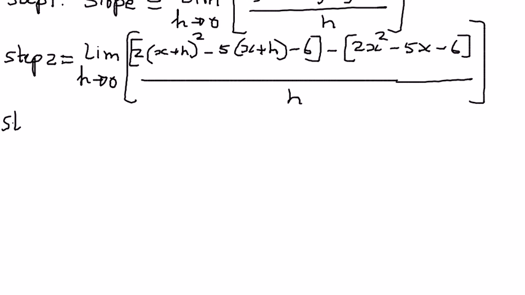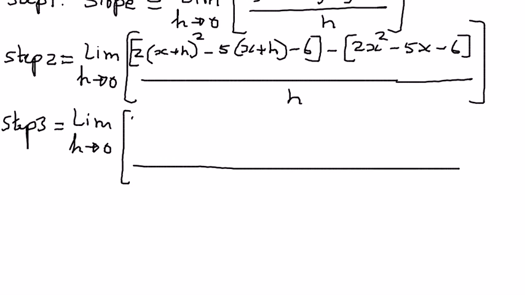In step number 3, we're simplifying the math in here. So therefore the limit as h approaches 0, we're going to write this out as follows. 2 times, we're going to expand x plus h, the whole thing raised to the power of 2, as x to the power of 2 plus 2 times xh plus h squared, like that. And we're going to distribute the negative 5 to every one of the terms inside the parentheses. Negative 5 times x is negative 5x, negative 5 times h is negative 5h, then we have a negative 6 there. And in the second part of the equation, we're going to distribute the negative sign to every one of the terms inside the brackets.